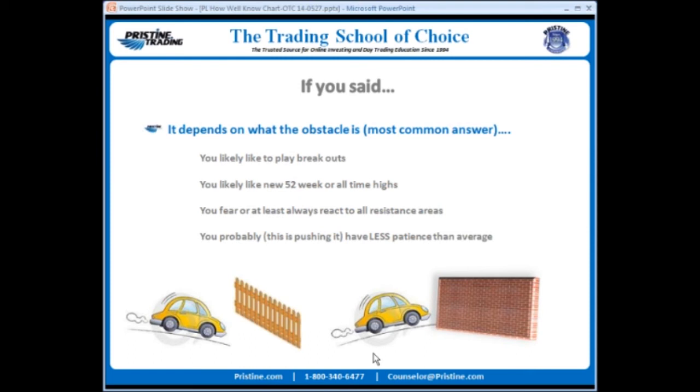If you said obstacle, I'm going to tell you who you are, and you tell me generally true or false. Don't be afraid to say false. I won't be offended because I'm usually 90% accurate in this. If you said the obstacle, you probably like to play breakouts. You probably like new 52-week or all-time highs. You fear, or at least always react to, all resistance areas, and you probably, and this is pushing it, have less patience than average.